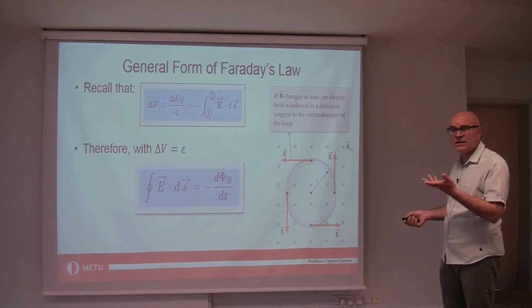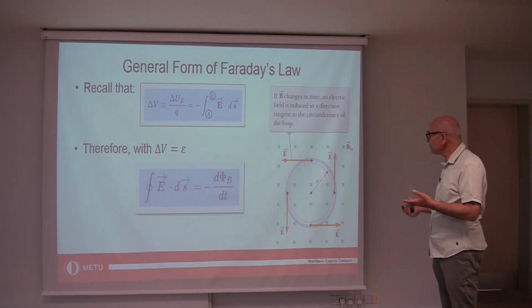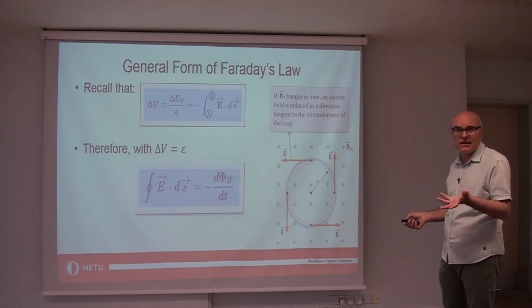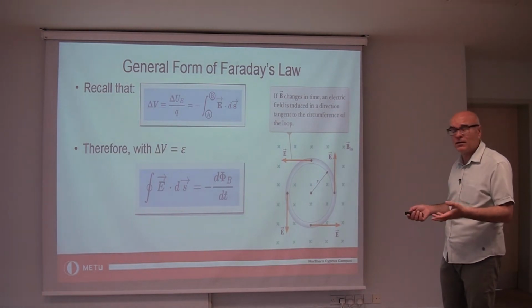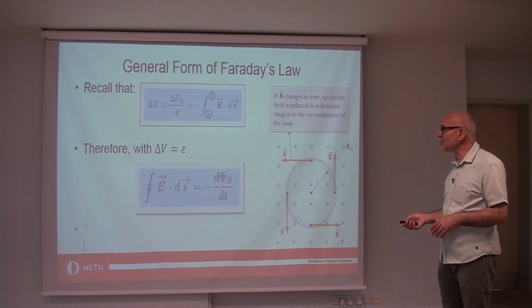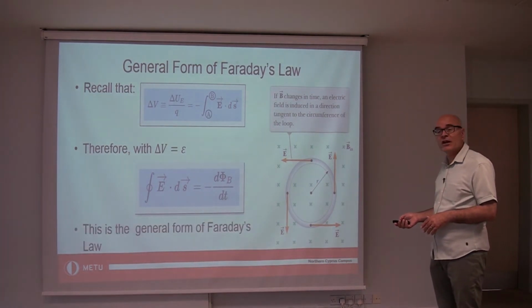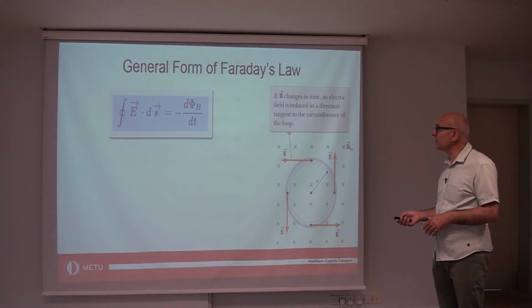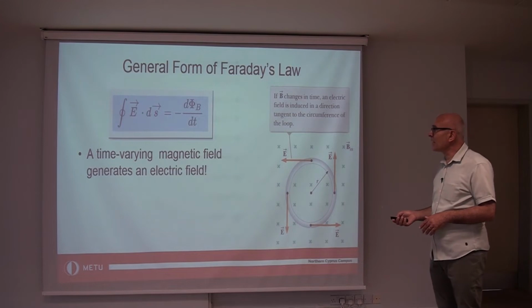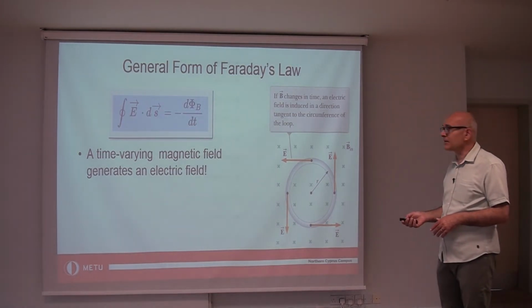Now, on the right-hand side is the change in flux. That's true, but the change in flux here results from the change in the magnetic field, not the change in the area or anything else. So this is the general form of Faraday's law, which says that a time-varying magnetic field generates an electric field.